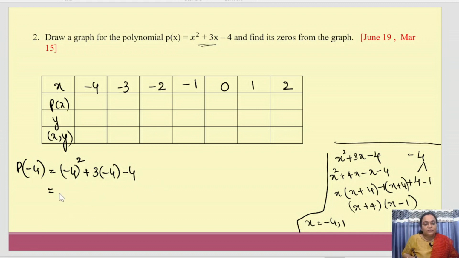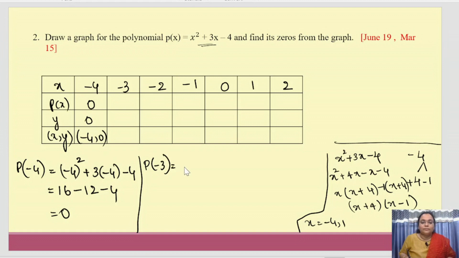You will get it as 16 minus 12 minus 4 will be 0. So you will get P of x is 0. So the coordinates will be minus 4 comma 0. And for x is equals to minus 3, you will get it as minus 3 whole square plus 3 of minus 3 minus 4, which is 9 minus 9 minus 4, which is minus 4.